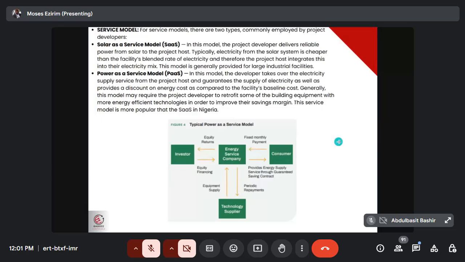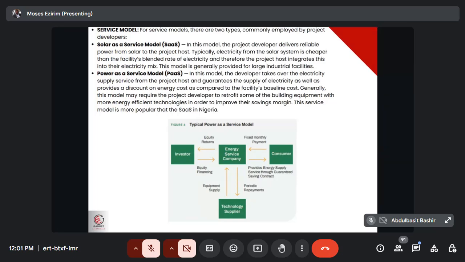Now let me just reiterate both of them. For solar as a service, the business owner pays the project developer based on the energy consumption in kilowatt hour. If the energy consumption is 200 kilowatt hours in a month, then the project developer already has a fixed tariff. Let's assume 150 per kilowatt hour for what he's using. So they just multiply 150 times the energy consumption of 200. So that's the amount that the business owner will pay the project developer. Don't worry, we're going to see that when we get to business model.